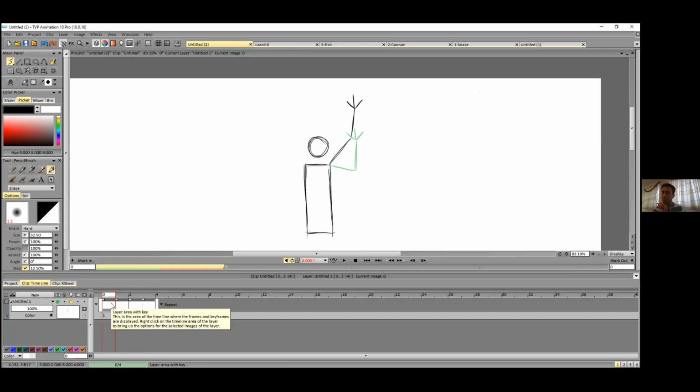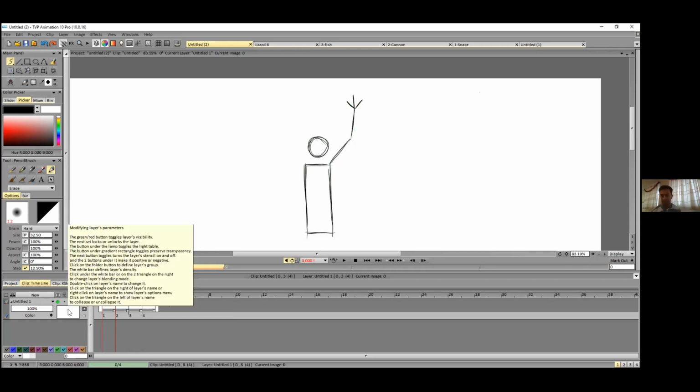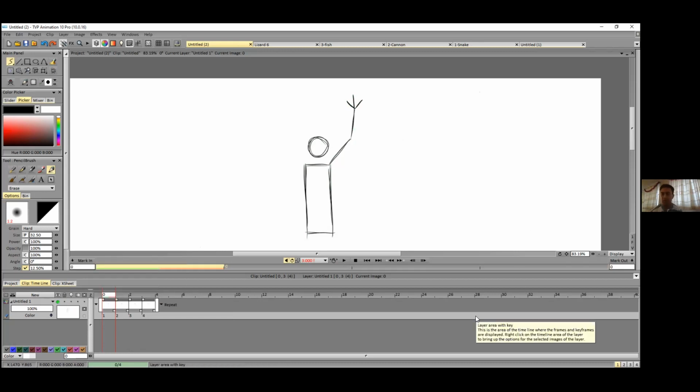Will they only draw keyframes or should they also draw in-betweens? No, just keyframes. I will talk about in-betweens later.